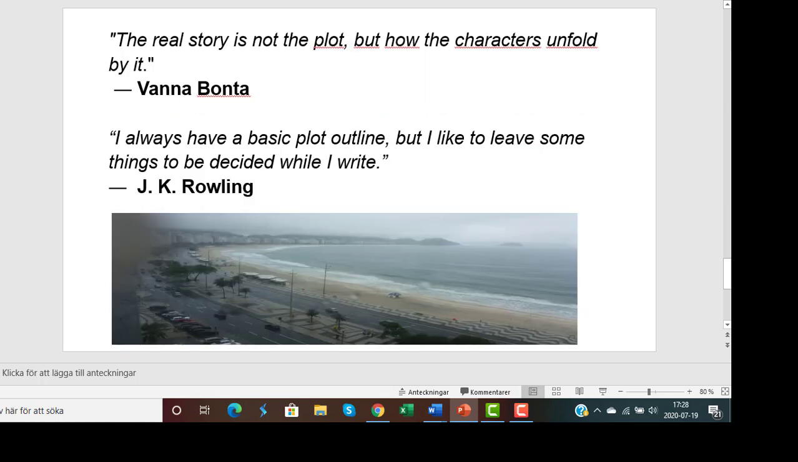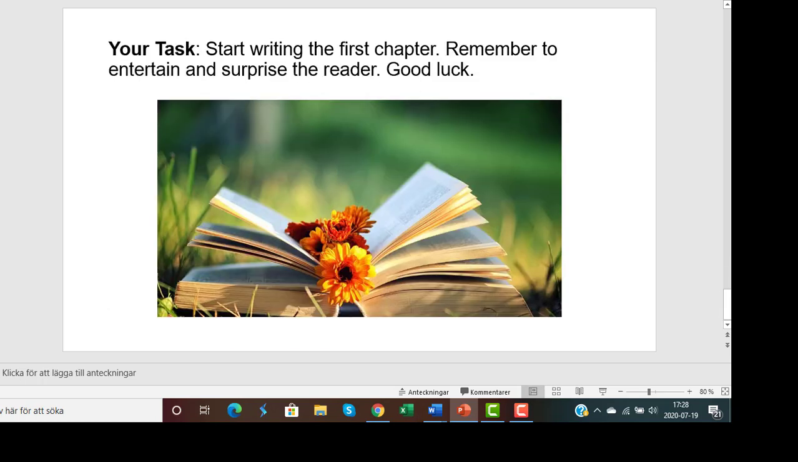The real story is not the plot, but how the characters unfold by it. "I always have a realistic plot outline, but I like to leave some things to be decided while I write," says J.K. Rowling.